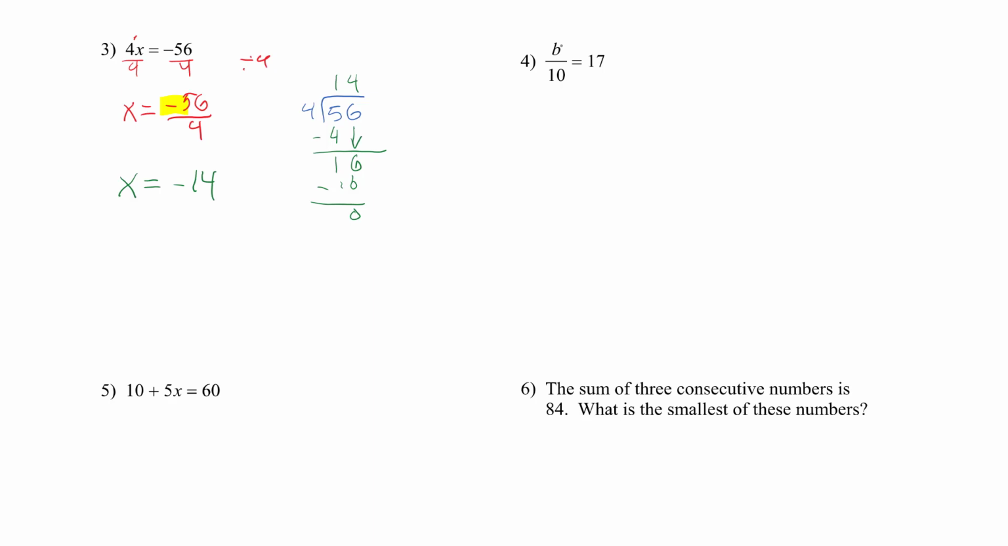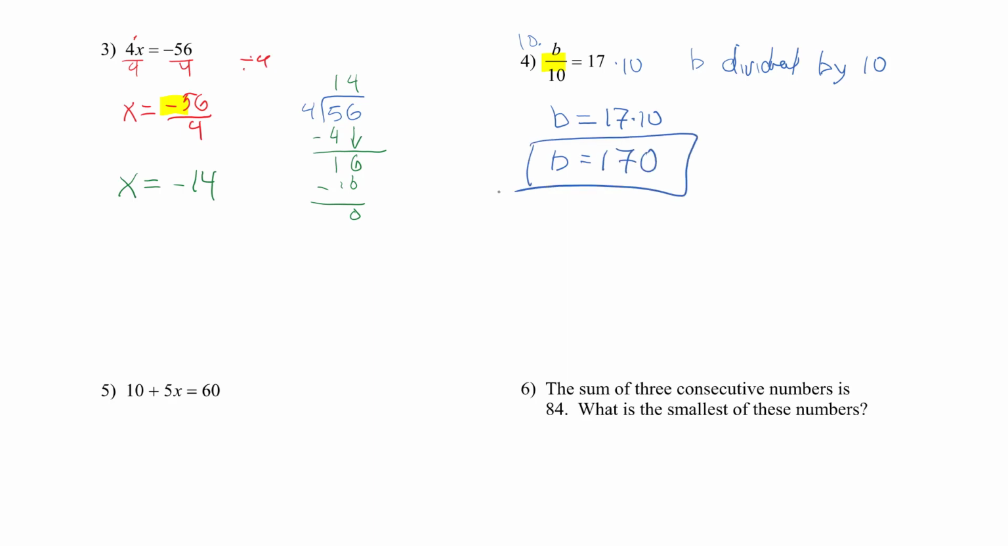Next up, I've got b. What does that mean? This is b divided by 10, which means this division thing, to undo that, I'm going to need to multiply both sides by 10. So I'm going to do a times 10 and a times 10. So this is going to be b is equal to 17 times 10. That's a multiplication right there. Oh, the trick is with the 0, right? So it's 170, and then I put a 0 at the end. There's my answer.